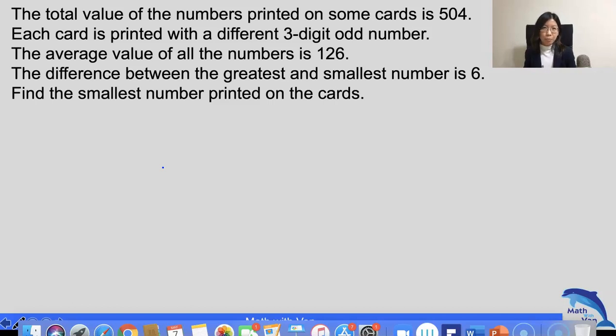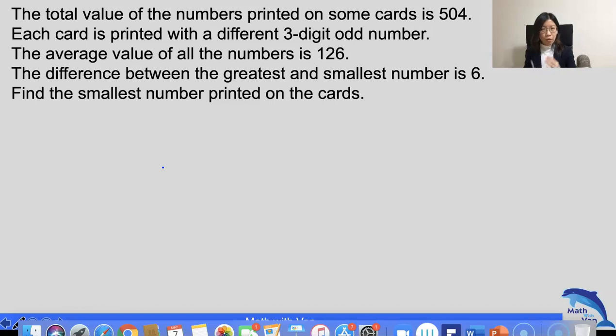Each card is printed with a different 3-digit odd number. The average value of all the numbers is 126. The difference between the greatest and the smallest number is 6. Find the smallest number printed on the cards.